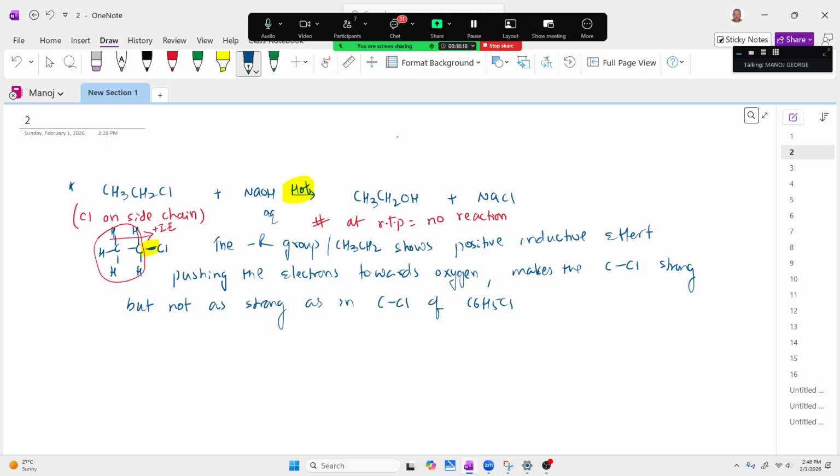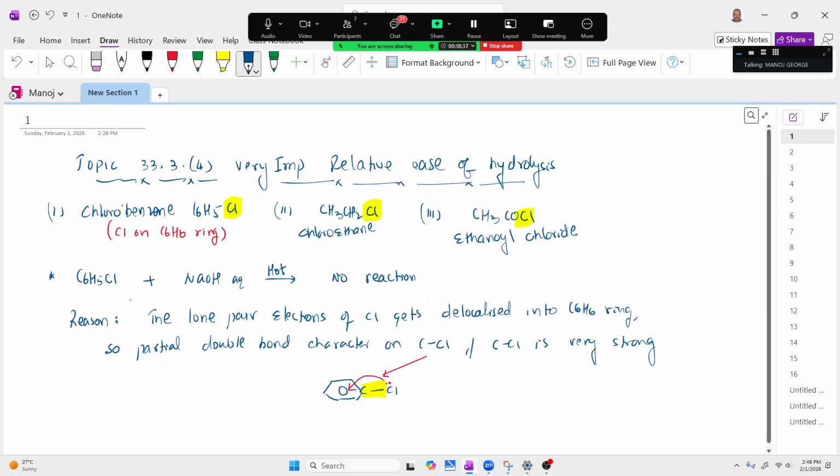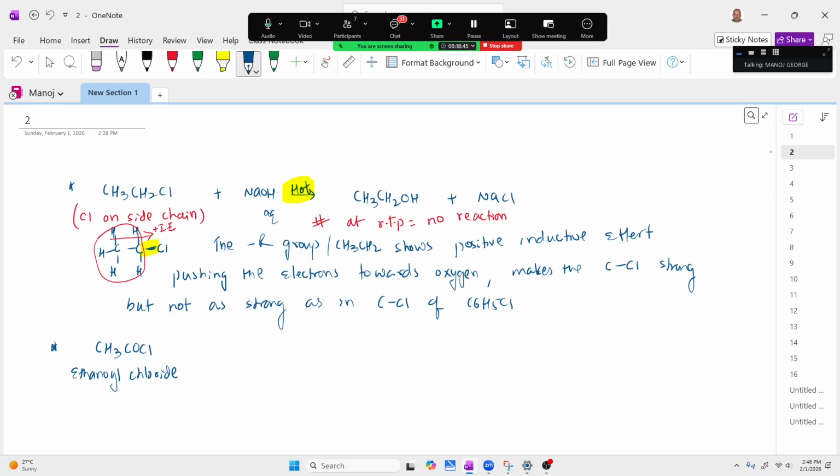Okay, now till now everyone is okay. Now we try to understand, so what happened with the acyl chloride? If I do this reaction, CH3COCl, this is ethanoyl chloride. Now notice the difference. If I work with chlorobenzene, even with NaOH aqueous hot, there is no reaction. When I use NaOH aqueous hot for this one, there is a reaction. But for removing the Cl, I don't even need NaOH aqueous. I can directly work with H2O liquid.